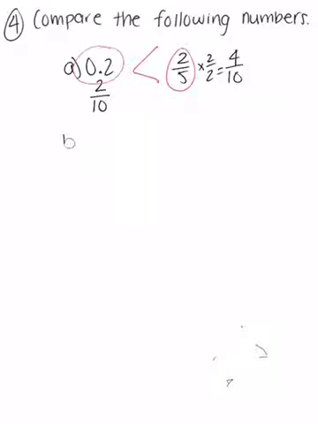B had 7/8, and it was comparing it to 0 and 87/100ths. Now this one isn't as easy to do mentally, so we had to go back to what we learned last year in math about how to take a fraction and turn it into a decimal.